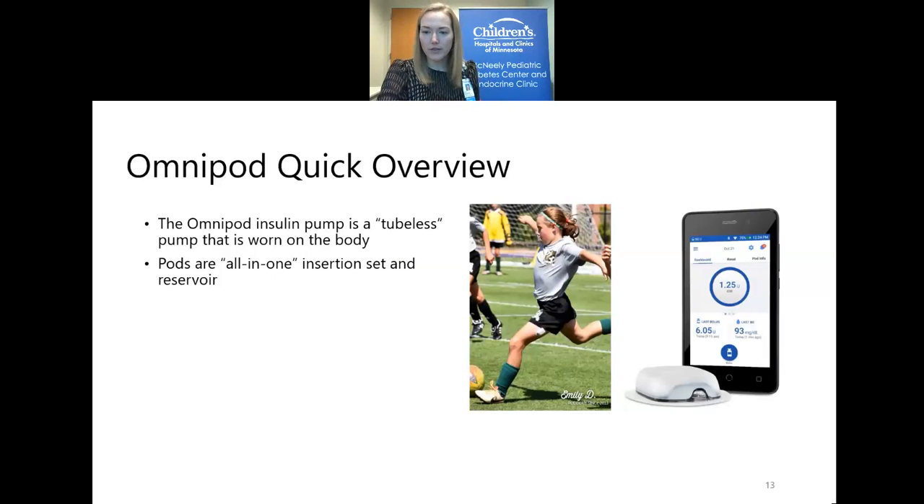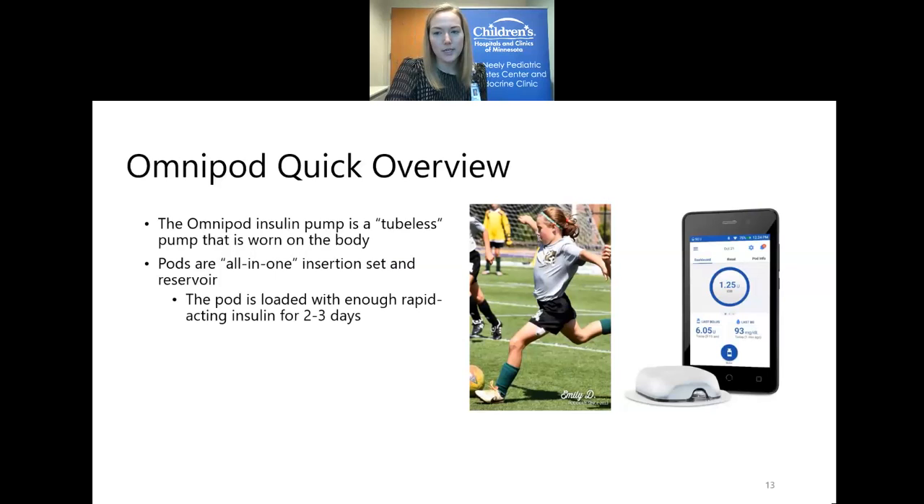This is a picture of that. So that white part is the pod. The black part is your PDM, your personal diabetes manager. That's what you're using to control the pod. So as I had said, sorry, now the bullet point's coming up.